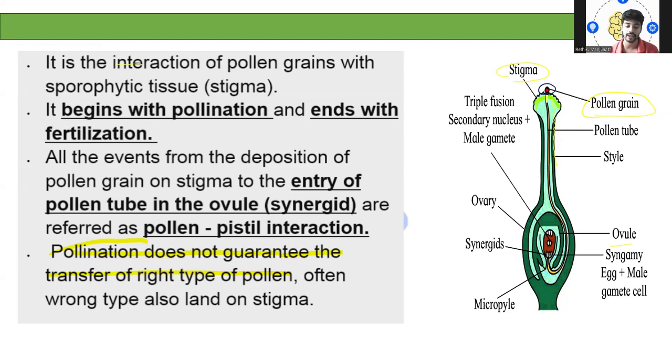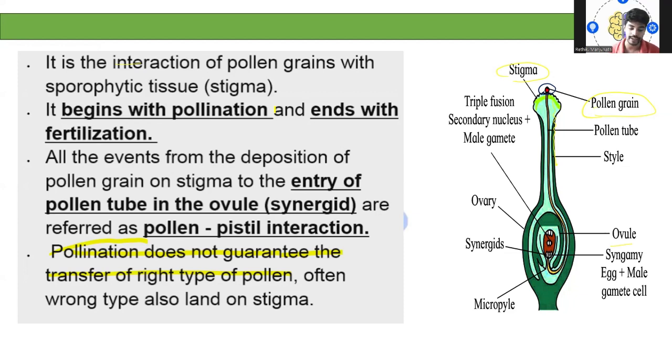So there are certain interactions mediated by chemical components of the pollen grains. That helps in the interaction of the pollen and pistil. If the pistil is unable to recognize those chemicals, it will not allow the pollination. It will not allow the growth of the pollen tube.